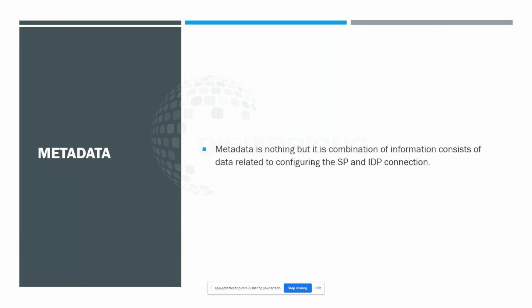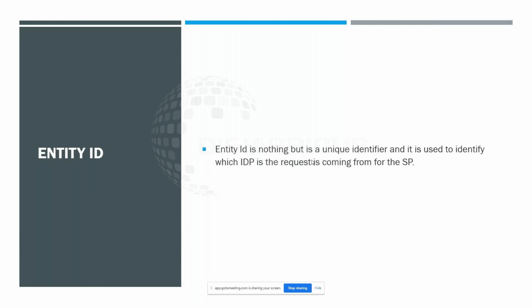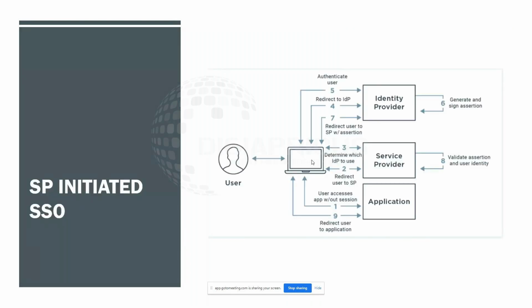Next one is the ACS URL, the Assertion Consumer Service URL. That means ACS URL, or redirection URL, or endpoint URL. Here in the diagram which you have seen, once the SAML response is validated after authentication, it is redirecting the user to the application.